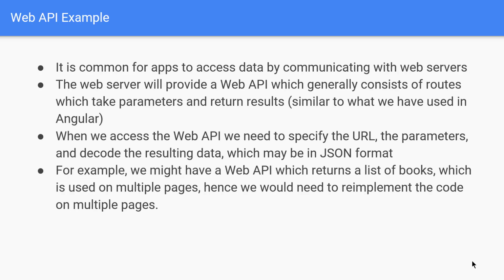It is common for apps to access data by communicating with web servers. The web server will provide a web API, which generally consists of routes, which take parameters and return results, similar to what we've already seen and used in Angular. When we access the web API, we need to specify the URL, the parameters, and decode the resulting data, which may be in a JSON format.